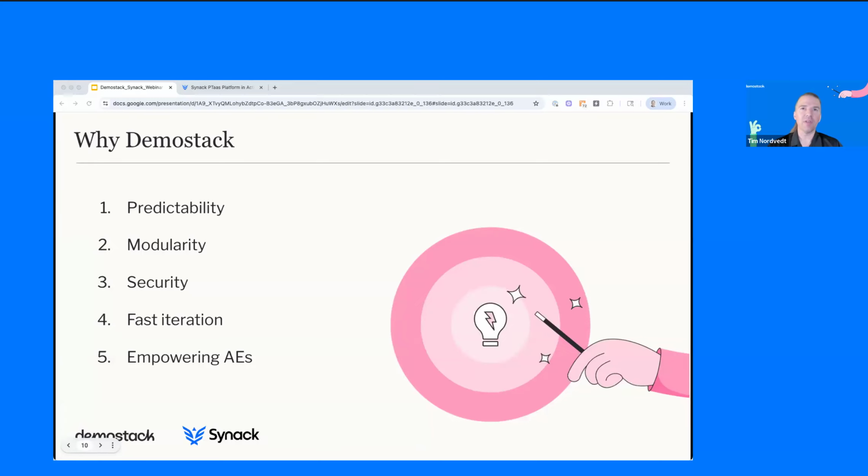Lastly, empowering AEs, and beyond AEs, I'd probably say enabling the non-technical users. This was huge for us because with our previous environment, as I mentioned, it was SAs and SAs alone who managed the demo process. But with Demostack, it's literally foolproof. Anyone can click a button, walk through, and it just works. So the dependency for a demo is not on an SA anymore. AEs can jump in there.